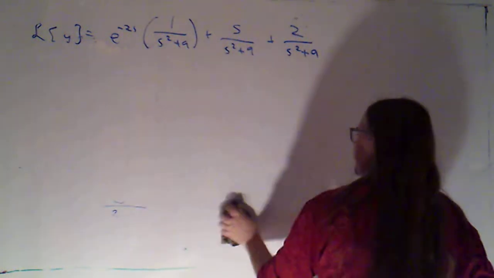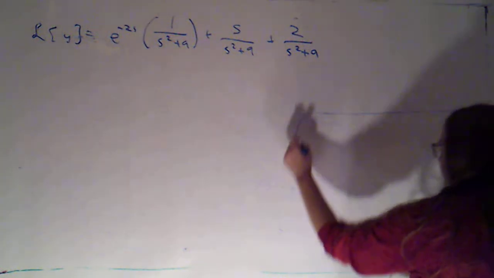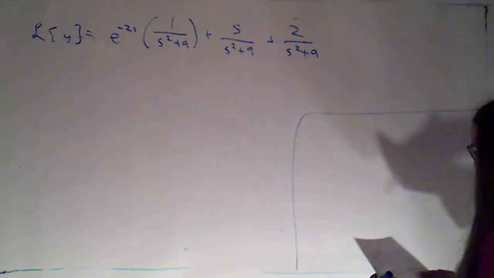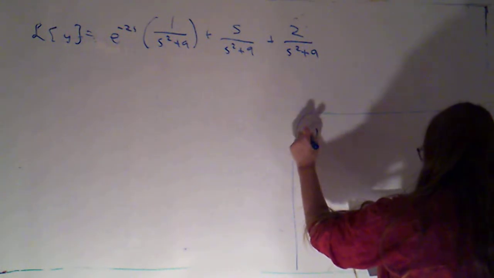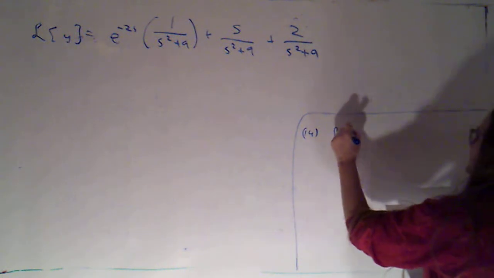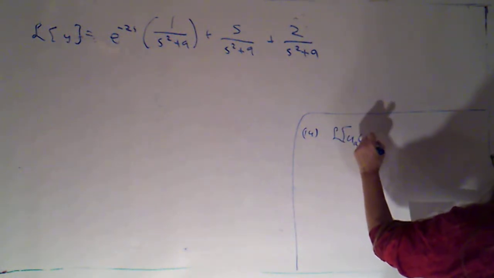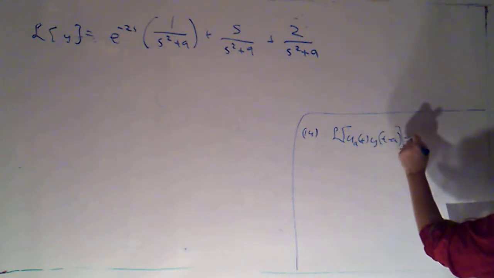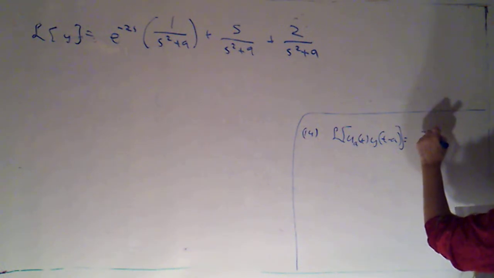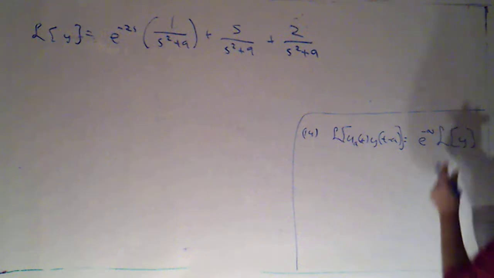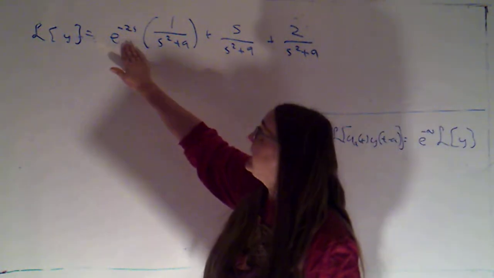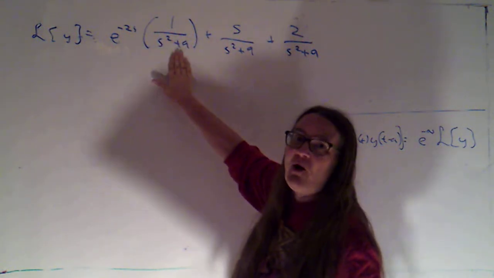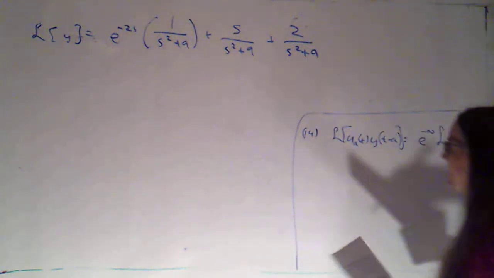And since I've cleared all of this space, I think I'm just going to reserve this little portion of the board here. I'm going to copy down the relevant formulas from the formula sheet that we're going to need. So I'm going to need formula 14, which says that the Laplace transform of the Heaviside function times a horizontally shifted function is just e to the negative as times the Laplace transform of y. I'm going to be using that here because I'm multiplying e to the negative 2s by this, which I'm hoping is the Laplace transform of some recognized function.